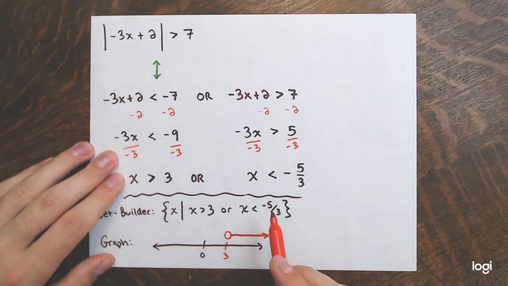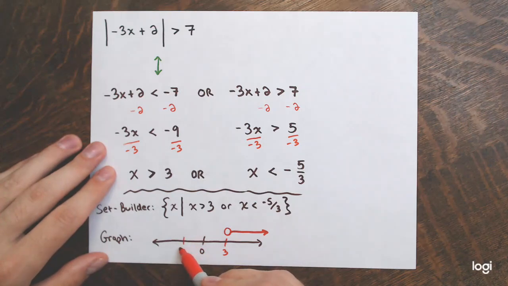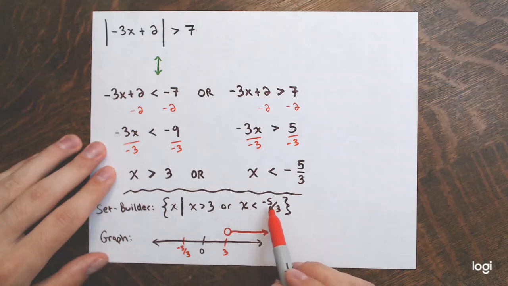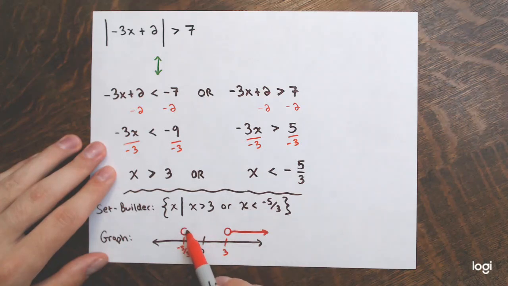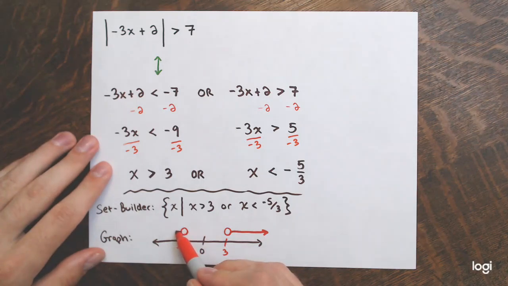Or, all the numbers less than negative 5/3 seem to be working, right? And then negative 5/3 would be to the left of 0 here. And again, less than negative 5/3, but not equal, right? So an open point again above negative 5/3. And all the numbers less than that, negative 2, negative 3, negative 4, go to the left forever.